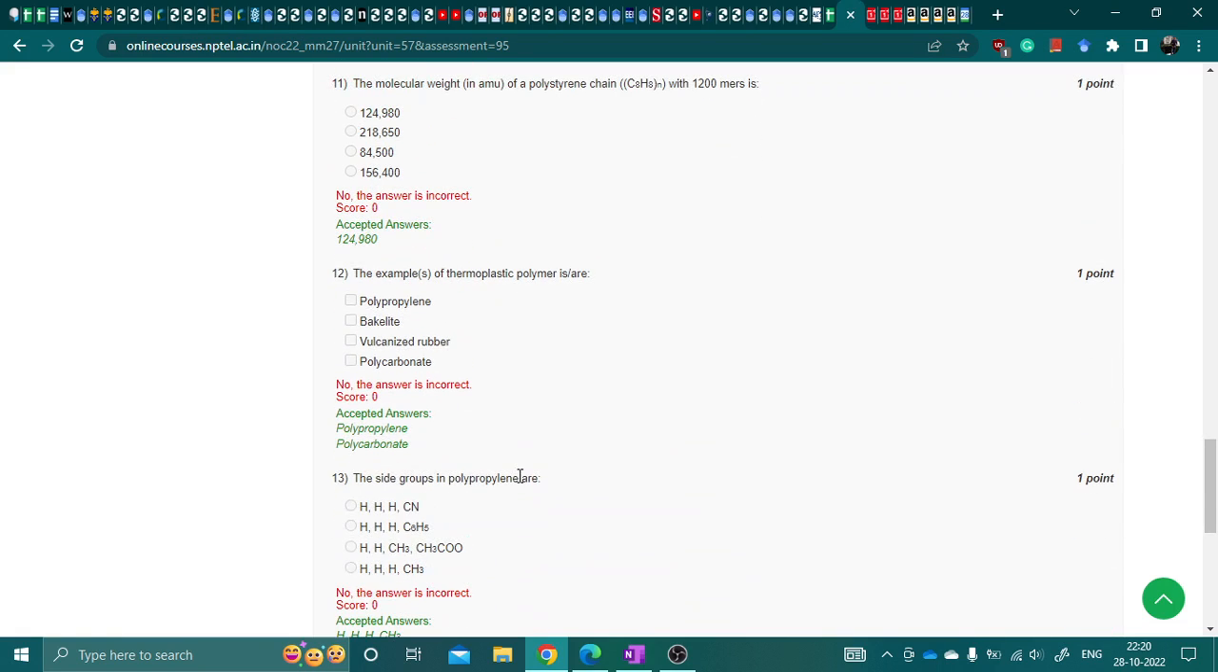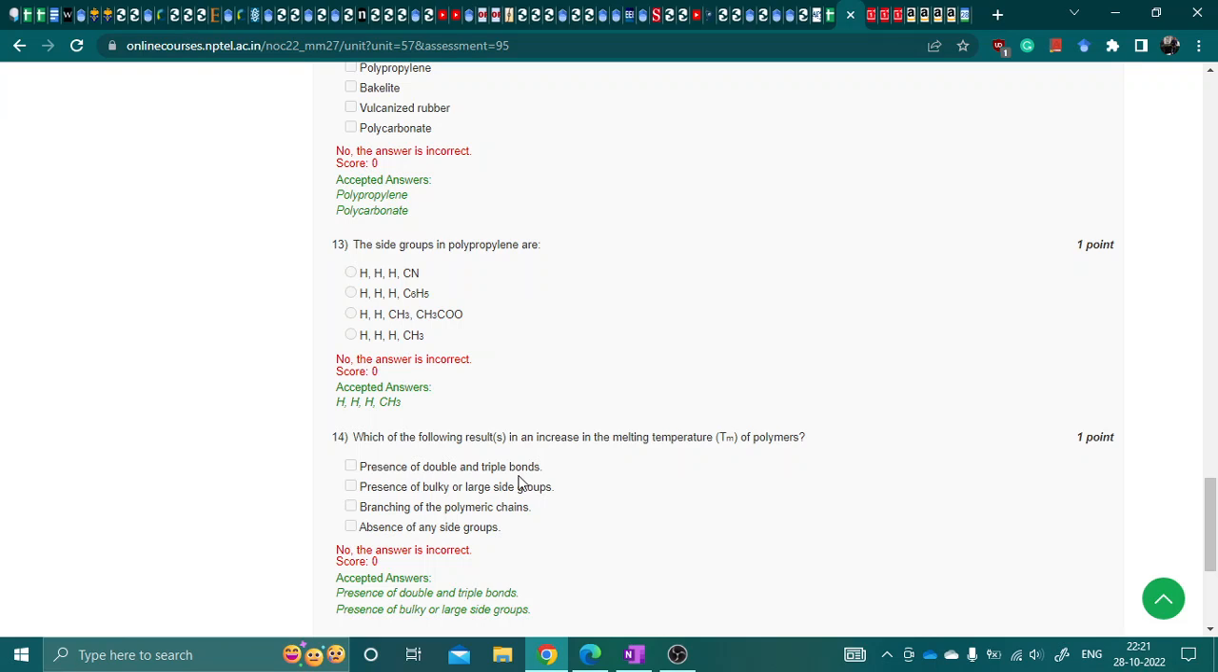The example of a thermoplastic polymer is, basically, what you have to consider is that thermoplastic polymers soften with temperature, followed by melting. They have little cross-linking between chains. They are ductile. So the typical examples are polypropylene and polycarbonate. So they basically soften with temperature. You have to think about that one.